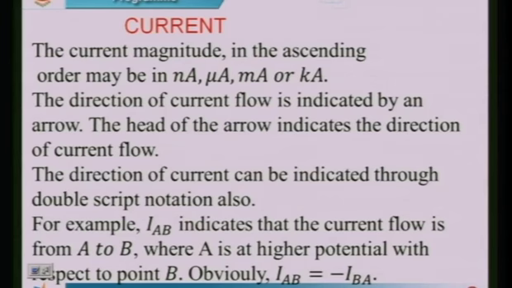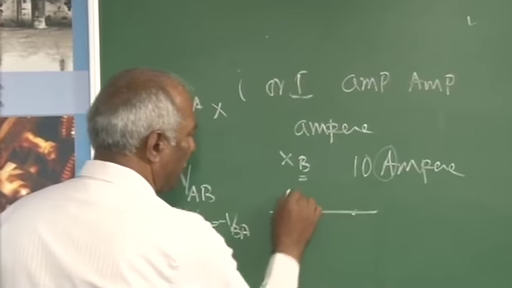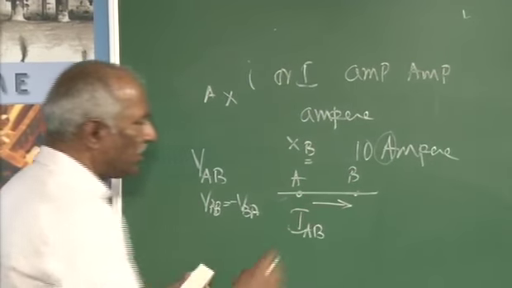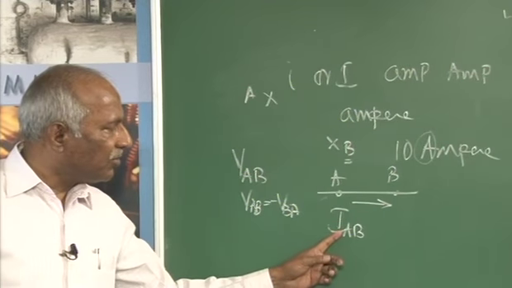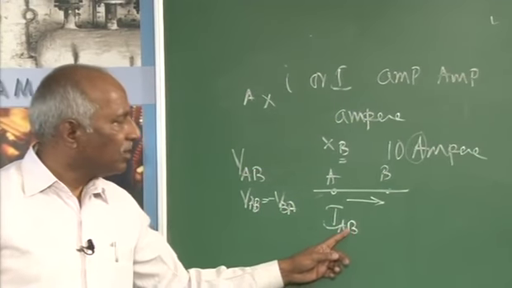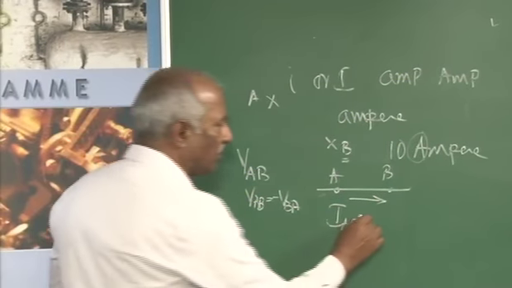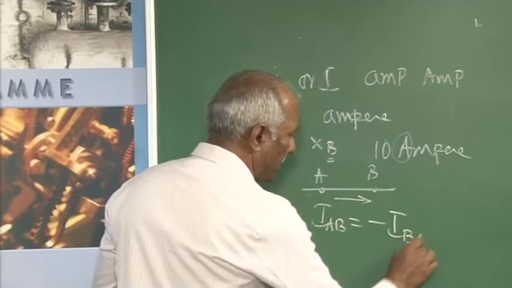The magnitude of the current can be in nanoampere, microampere, milliampere, ampere or kiloampere. And the direction is represented by an arrow. The arrowhead will indicate the direction in which the current is flowing, and as such, if you have 2 points A and B, and the current is flowing this way, the direction of the current can be indicated as IAB, where A represents a higher potential compared to B. So, the current is flowing from A to B. Obviously, we can write this as equal to minus of IBA.